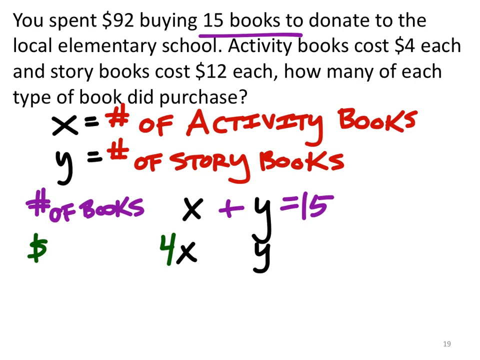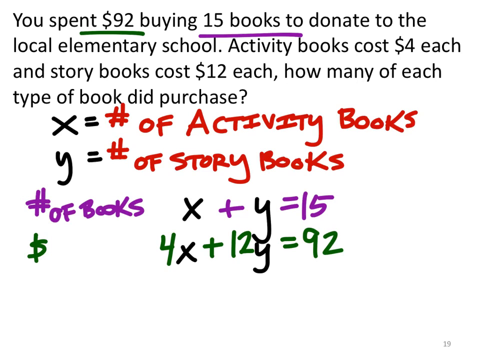Same idea with the story books. It's $12 for every one of those. But again, we don't know how many we bought. So 12 times y will tell us how much was spent on story books. When we add these two costs together, we should get the total at 92 bucks.